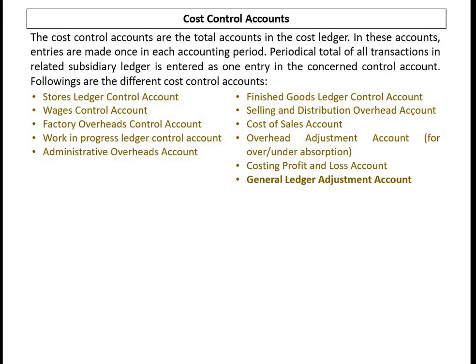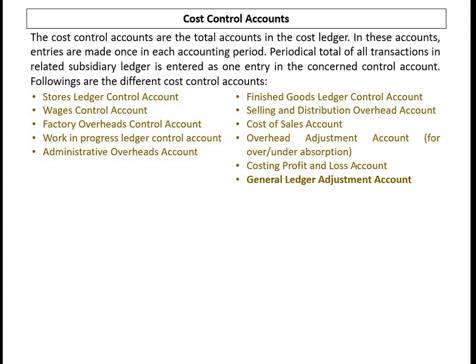If we add the selling and distribution overheads account, then we will be having cost of sales account. It means on the one side of the cost of sales account we will be having balance transferred from finished goods ledger account plus selling and distribution overhead account, which will become our cost of sales, and on the other side we will record our sales. And if there is any overhead adjustment, like under absorption or over absorption, it will be recorded under overhead adjustment account.